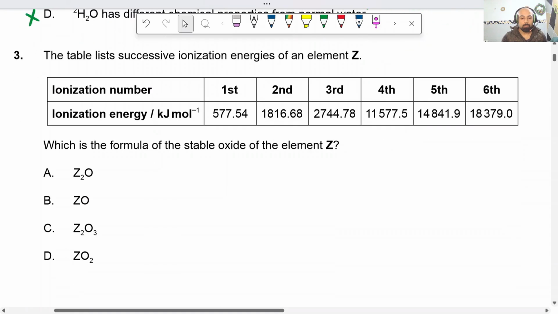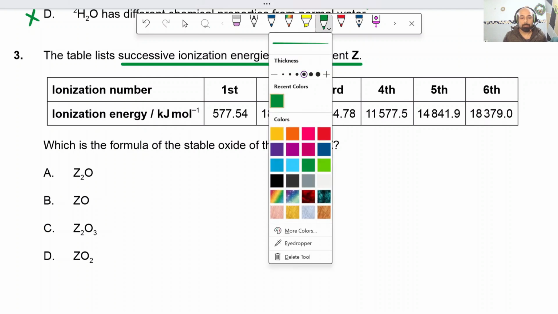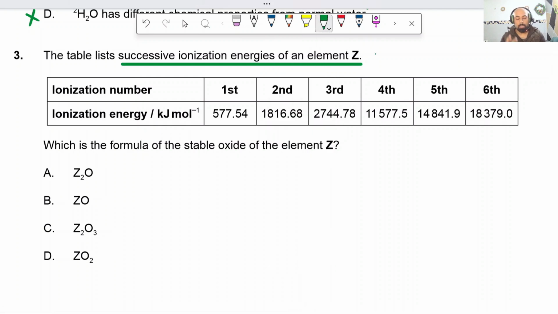Now, question 3 is from successive ionization energies. This specimen paper will also give you an insight into what kind of questions you can expect in exams and what is the pattern or sequence of the questions. In this question, you have to analyze the ionization energies given and predict the formula of the oxide of the element Z. If you look through the ionization energies trend, they are increasing. Let's say the first ionization energy is 577.